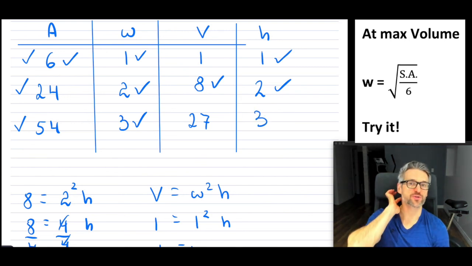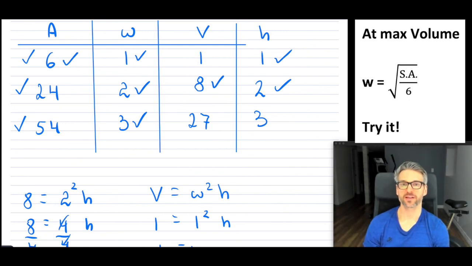So indeed, it is true that if you want to maximize the volume of a square prism, all the sides are going to be the same.